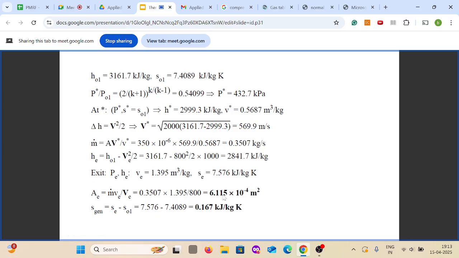Say 6.1 centimeter square. So the entropy generated is nothing but the exit minus inlet entropy, is 7.576 minus 7.4089. So it comes out to be 0.167 kilojoule per kg Kelvin.